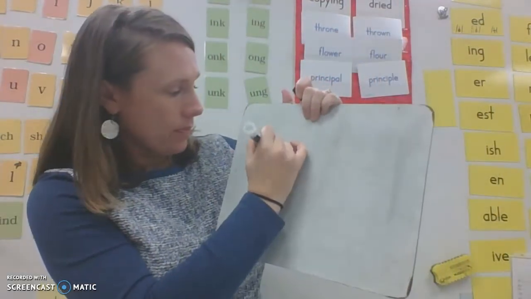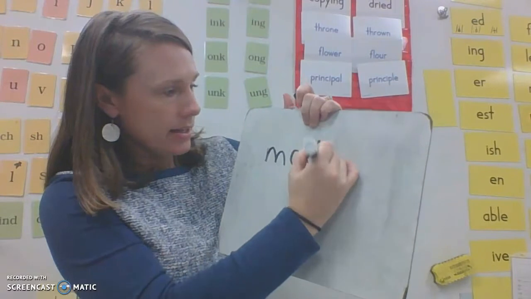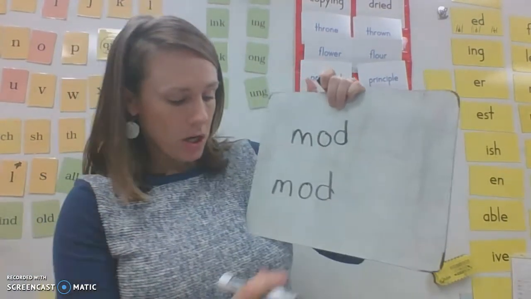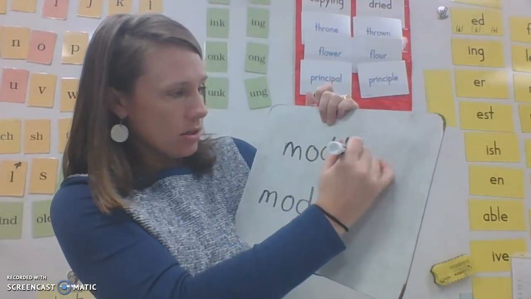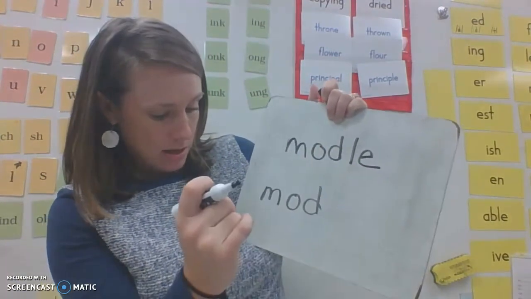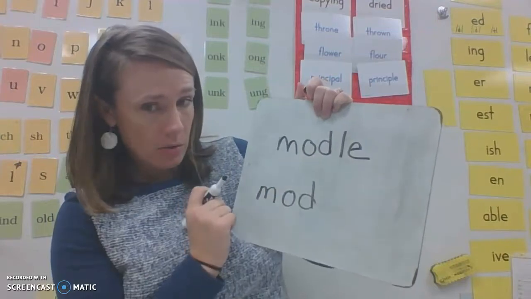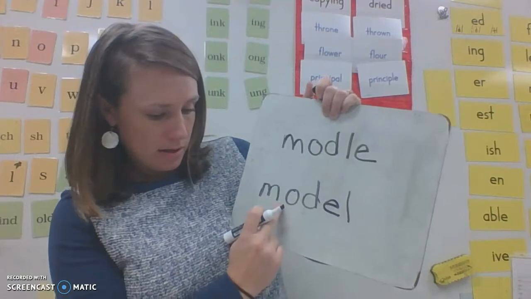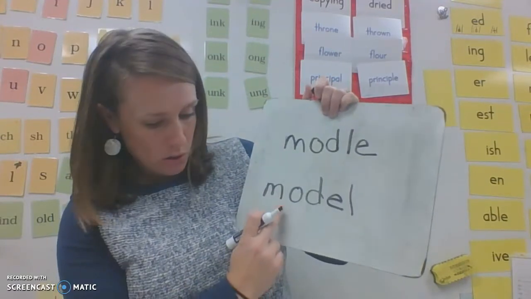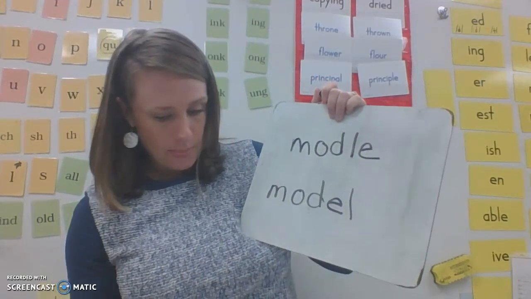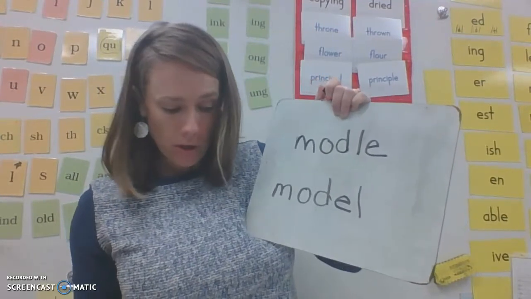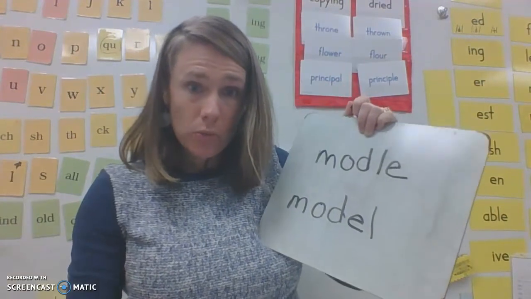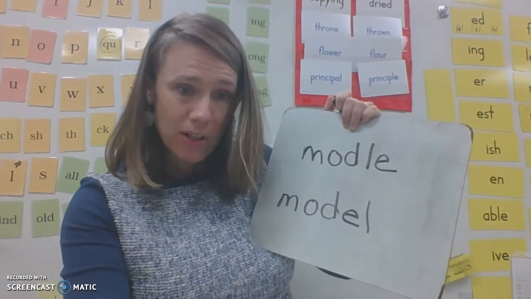Okay, so here we go. Mod. We know the first syllable is like this, but it could be modle. It could be that it's a consonant LE sound, or it could be the schwa. Modle or model. And I want you to then check in your student notebook for the spelling options to see which one's right. Pause here and get your notebook to check.